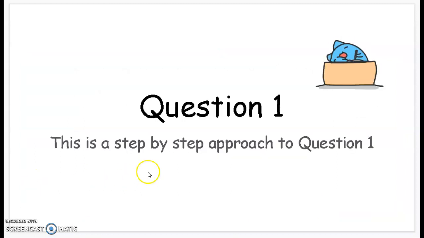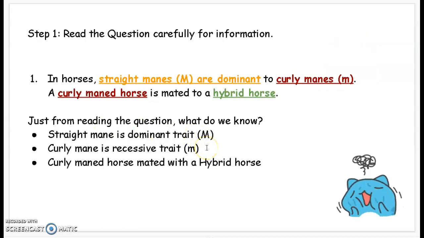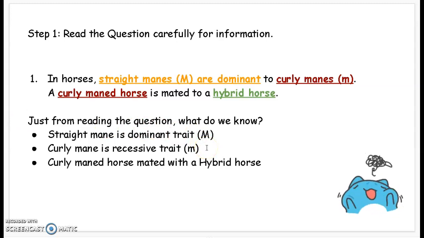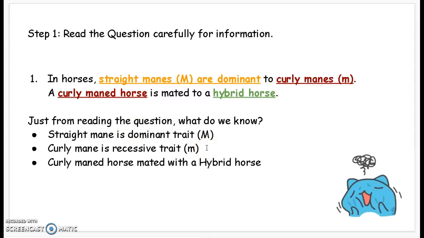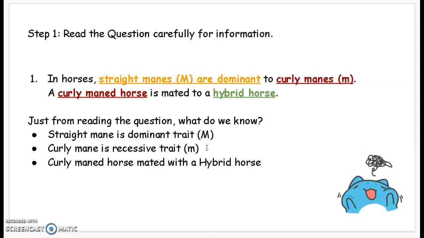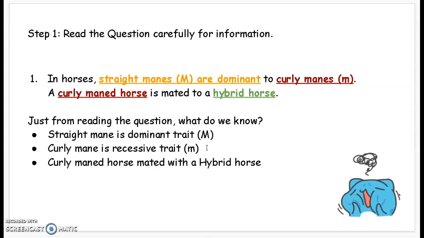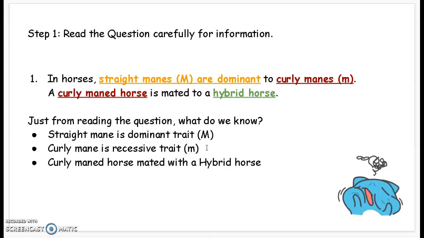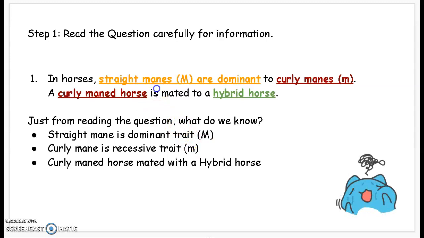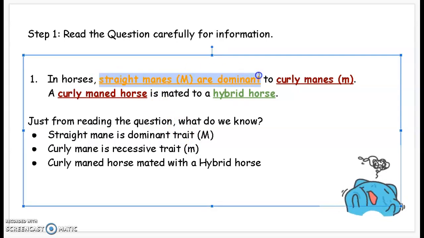And so I will model question 1 for you. And this is a step-by-step approach to the question. Step 1, read the question carefully for information. So number 1, in horses, straight manes, represented by capital M, are dominant to curly manes, represented by lowercase m. A curly maned horse is mated to a hybrid horse. And so just from reading this question, what do we know? I have highlighted the important information.